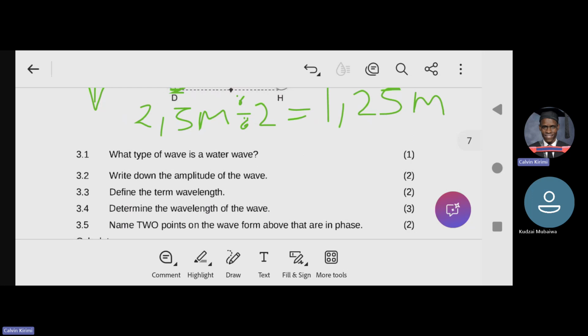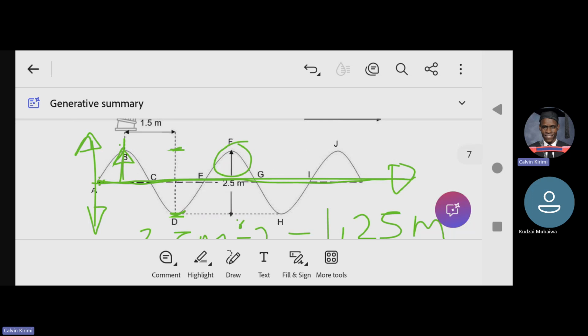Then from number 3.2, they are saying now define what we call a wave. The term wavelength. What is wavelength? The distance between two successive points in phase. Phase means where you are repeating. So that is a wavelength.